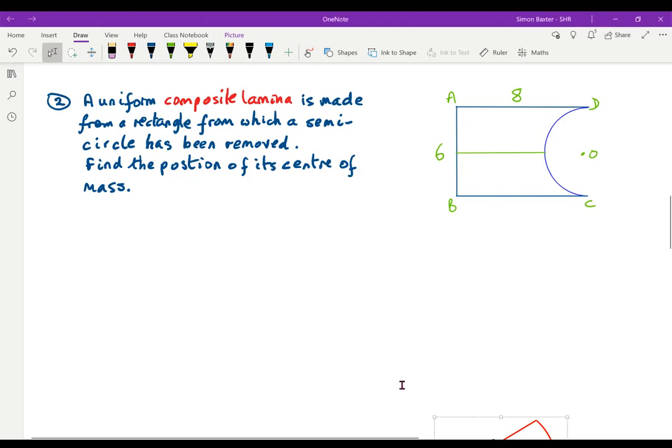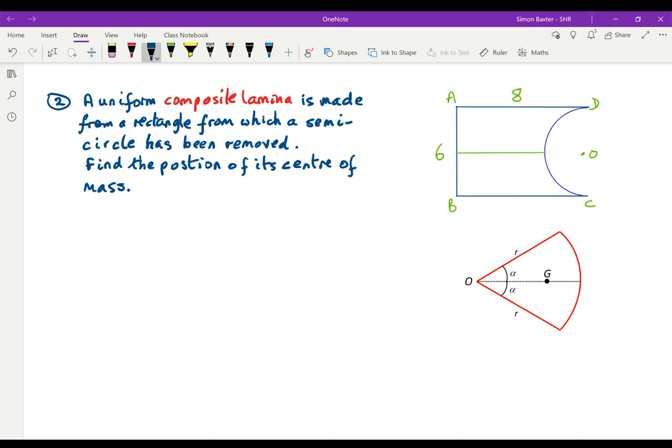Now let's look at another problem. In this one, we have another uniform lamina, shape of a rectangle from which a semicircle has been removed. Well, let's just remind ourselves of one result, and that is the formula for the position of the center of mass of a sector. The formula that we have is that OG is equal to 2r sine alpha over 3 alpha.